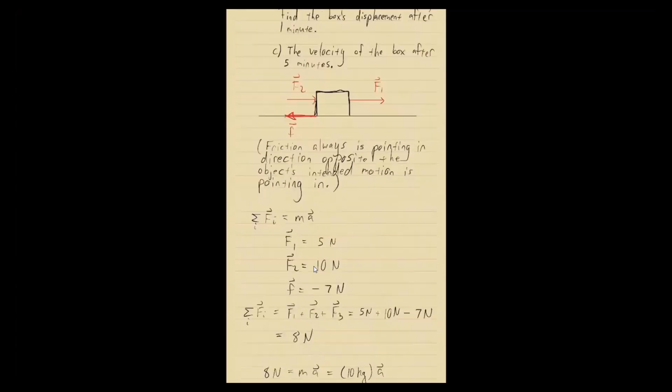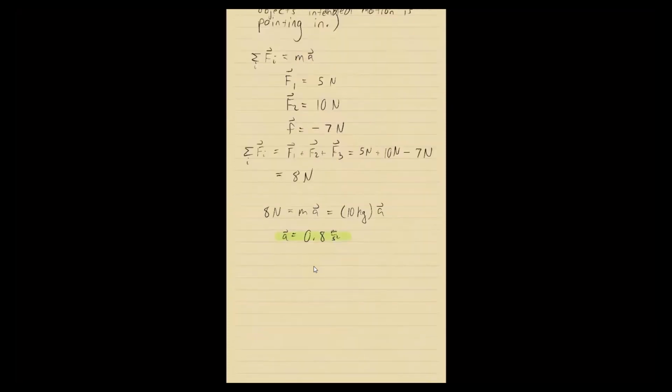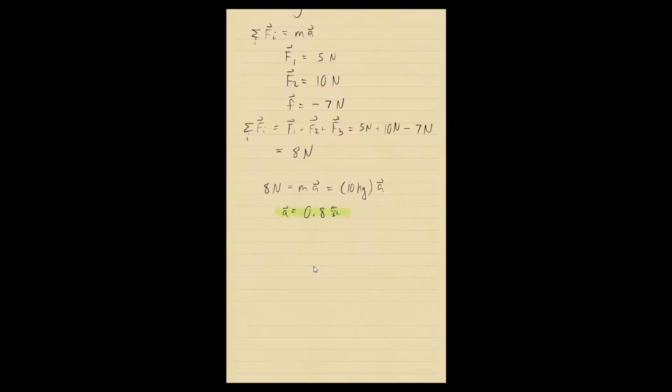Now, part B is saying, if the box starts from rest, find the box's displacement after 1 minute. So we know that the position of our box in the X direction is equal to where our box starts plus how fast it's going in the X direction times time plus 1/2 times how fast it's accelerating in the X direction times time squared.